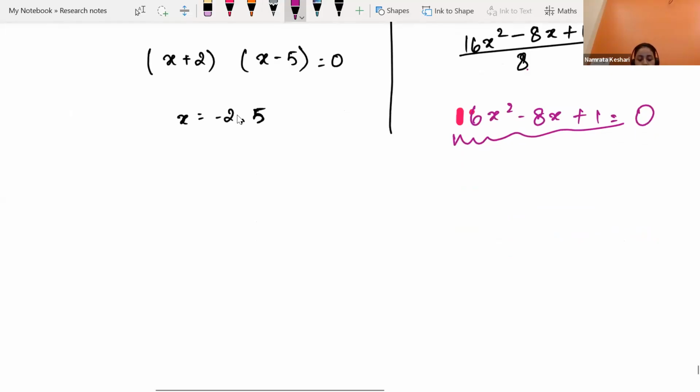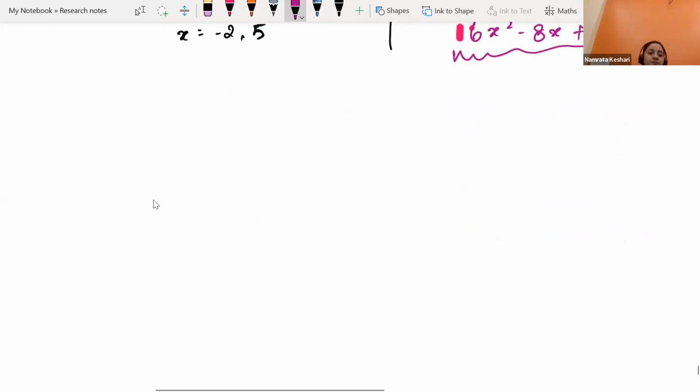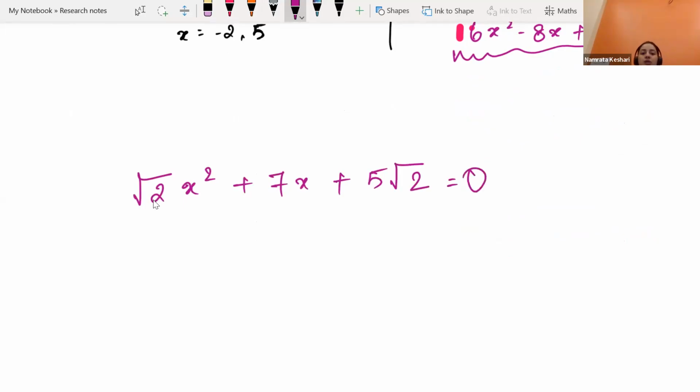So let's continue with the quadratic equation having square root terms: root 2 x square plus 7x plus 5 root 2 is equal to 0. Here also we have to find the roots of the quadratic equation. First, we try finding what is A, what is B, what is C. Can you tell me, Zoha? A is root 2, B is plus 7, and C is 5 root 2.